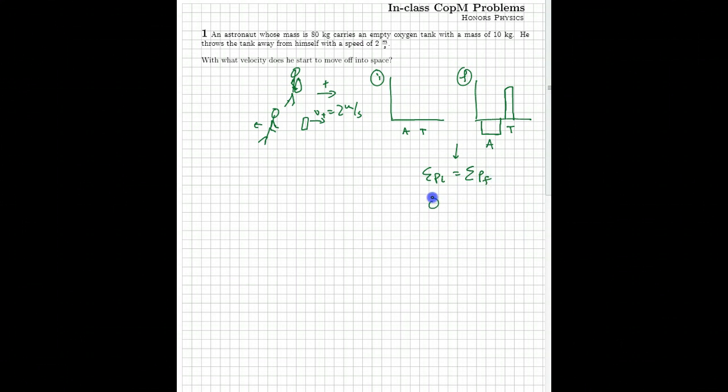So to translate this diagram into a conservation equation, the sum of momentum initial equals the sum of momentum final. Initially there was nothing. At the end, mass of the astronaut times velocity of the astronaut, plus mass of the tank times velocity of the tank, and we can solve.